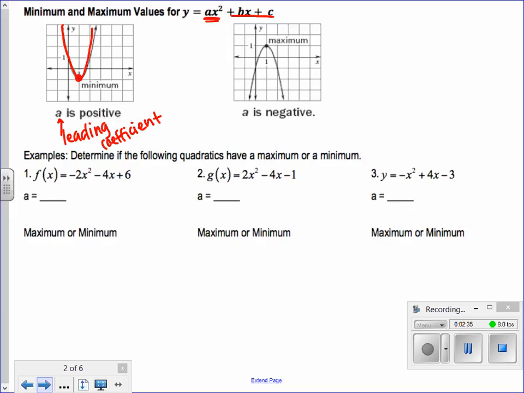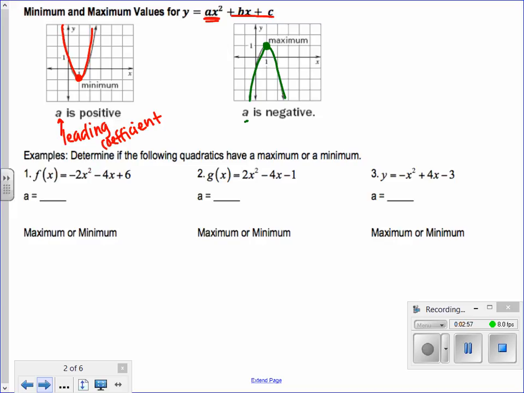We learned about that in our functions unit. When the leading coefficient is negative, our parabola opens upside down, and it has a very highest point called a maximum. So let's look at these next 3 examples really quickly and just determine by looking at their leading coefficient whether those are maximums or minimums.